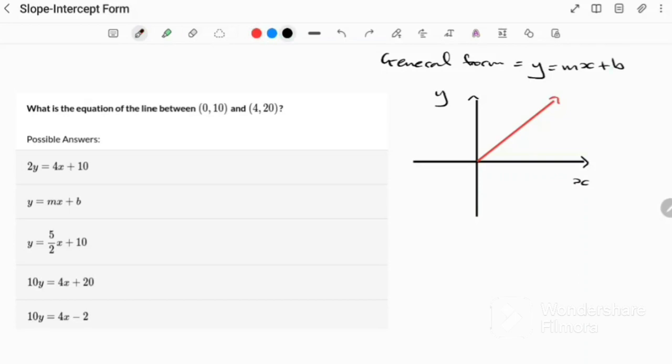Now, what is m and what is b? B is called the intercept. B is where the line touches the y-axis. In our case, in this simple example, it touches at the point 0, 0. The first coordinate, or the first number, represents the x, and the second one represents the y.